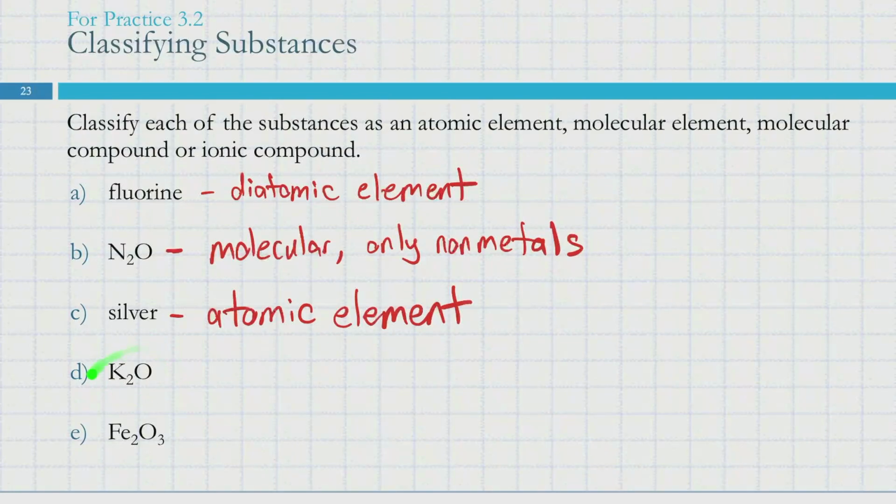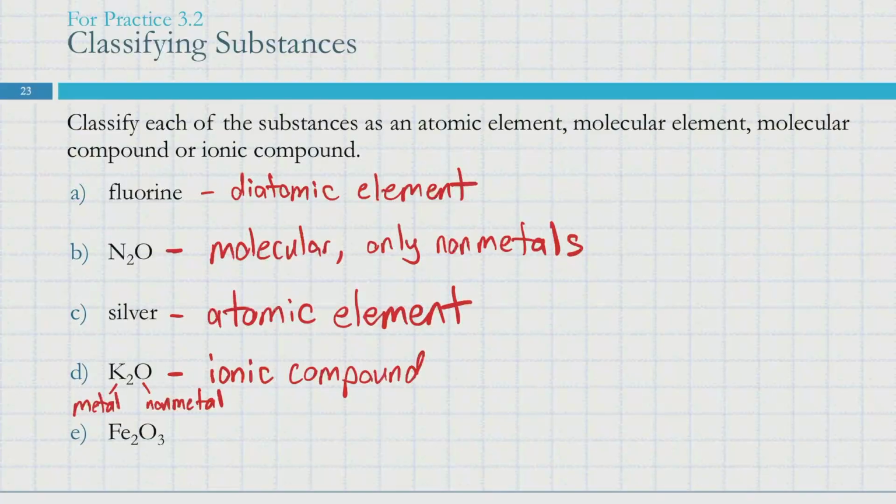And then we've got K2O. What kind of elements do we have in K2O? What kind of element is K? Yeah, K, potassium, is a metal. It's over on the far left side of the periodic table. And oxygen is a nonmetal. A mix of metal and nonmetal means that we've got an ionic compound. So potassium's a metal, oxygen's a nonmetal, making it an ionic compound.